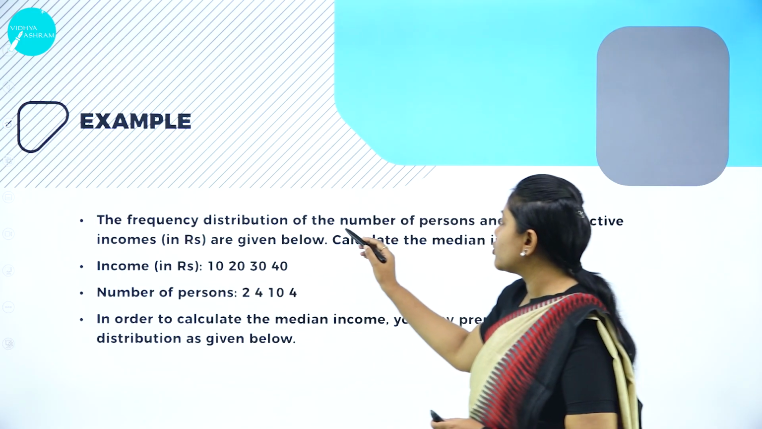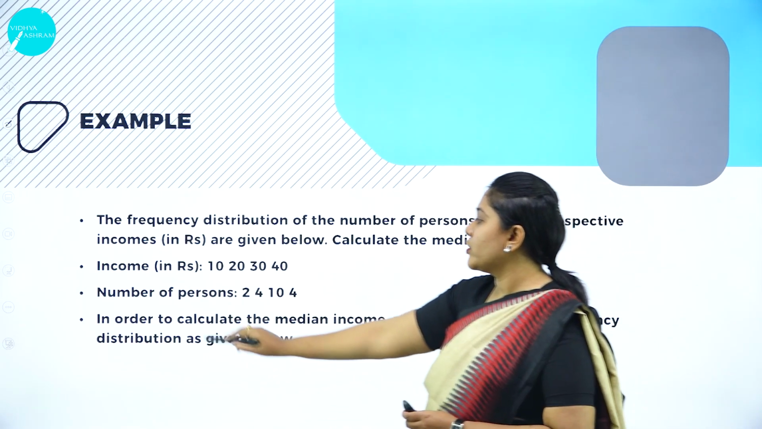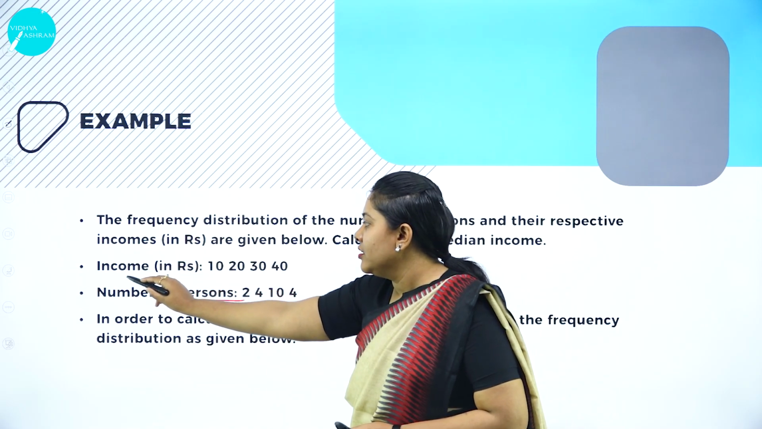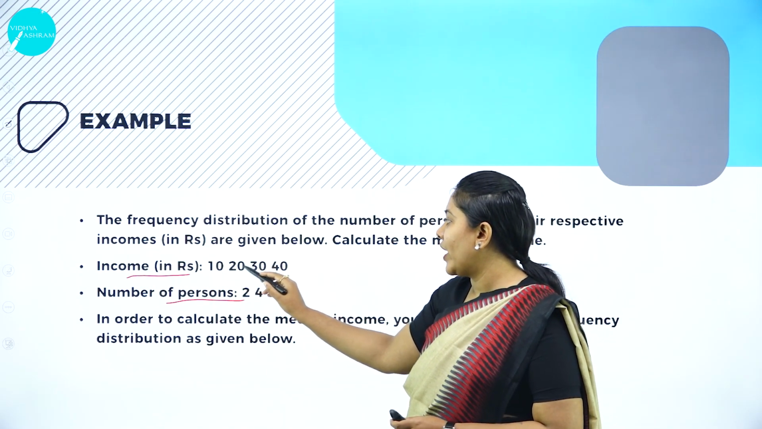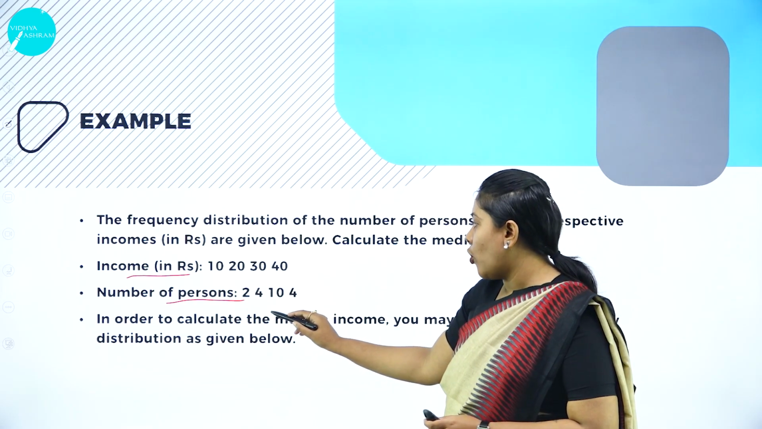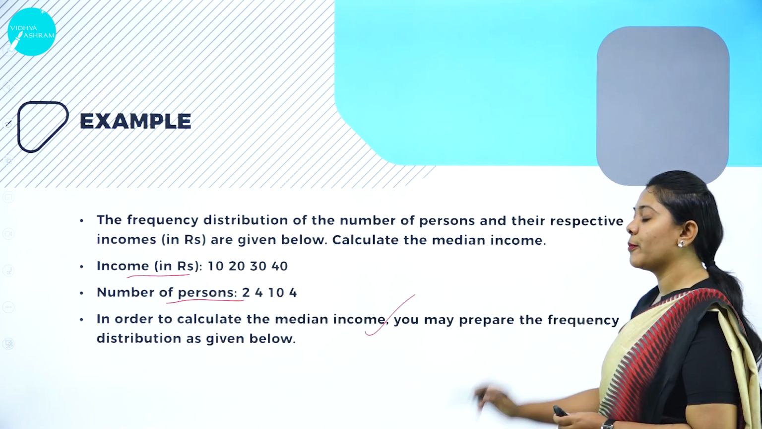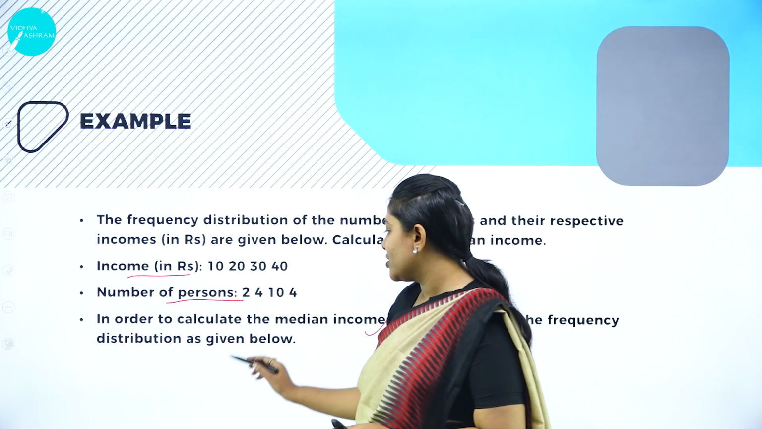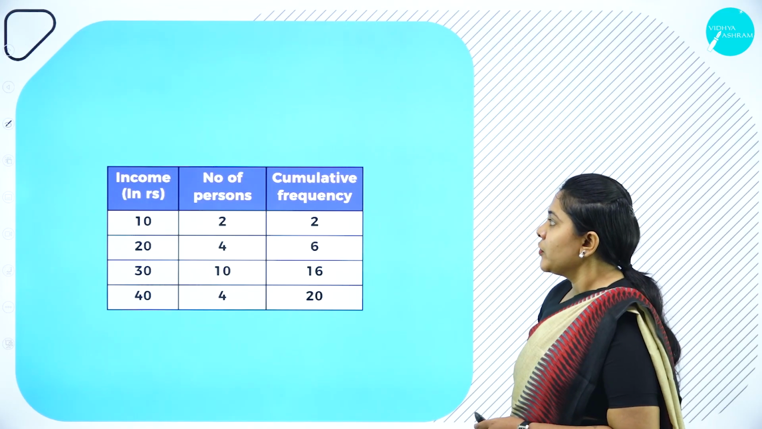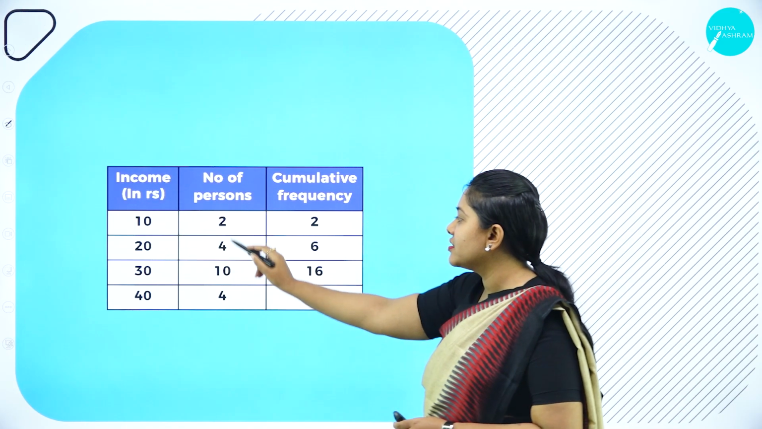The frequency distribution of a number of persons and their respective income. So the number of persons and the income. So 10, 20, 30, 40. Number of persons 2, 4, 10 and 4. In order to calculate the median income, you should prepare the frequency distribution table as given. So this will be your income in rupees. This is the number of persons.